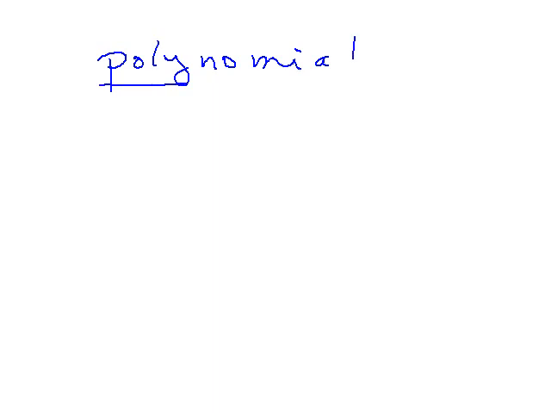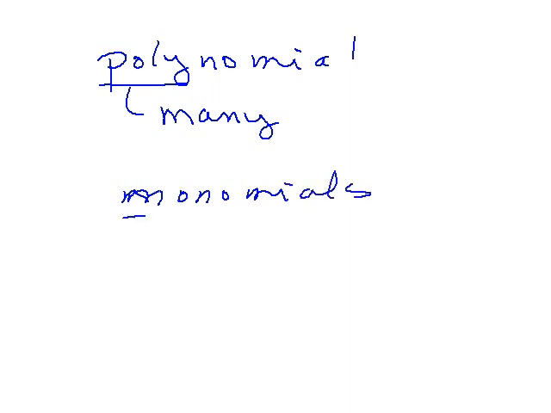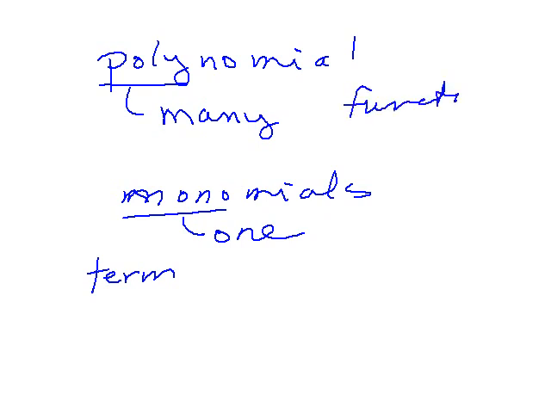contains the word or the syllable poly, which means many, like polymer, for example. And what it has many of are monomials. And mono means one. So we'll start looking at what a monomial is. A monomial is a term. A polynomial is a function. So there's a difference right there.